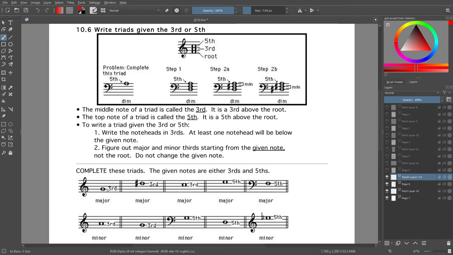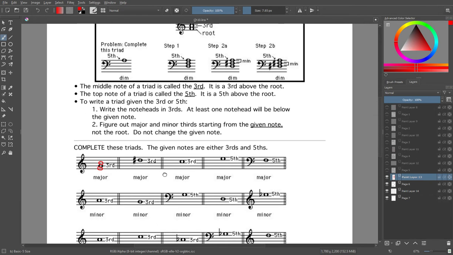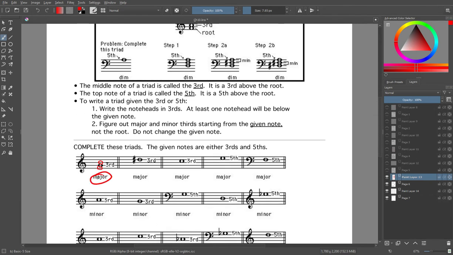So we know that this is going to be the third because it tells us it's the third there. So we need the root in there and the fifth in there. So the root's on E, the fifth's going to be on B. Our third is on G, and we're not going to alter the third at all. Now we know that this is going to have to be a major triad, and with major triads you have a major third on the bottom and a minor third on the top.